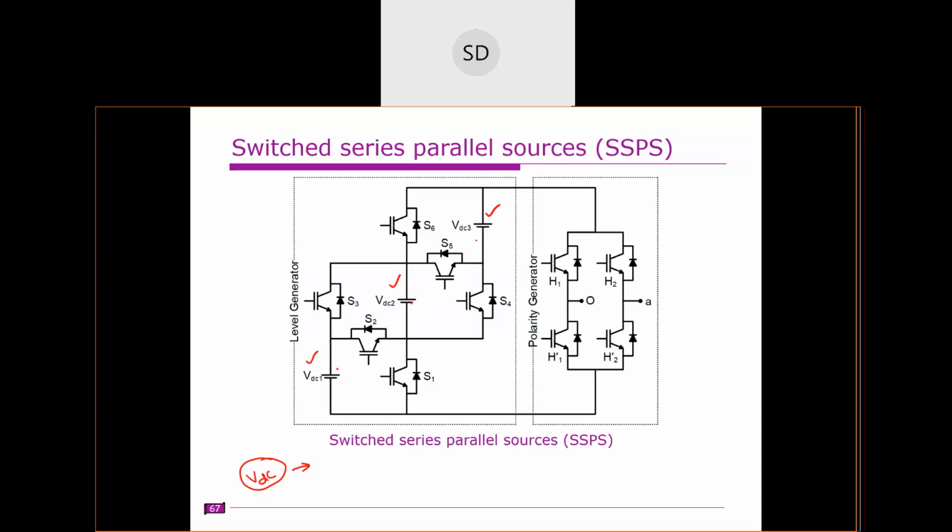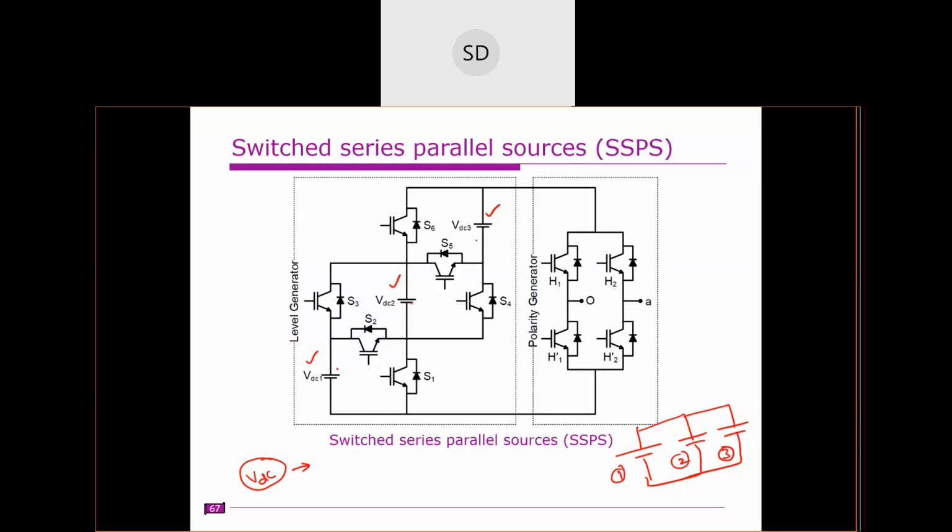So that means one is feeding, but we have the option so that these three DC sources we can connect in parallel, something like this. So this is 1, 2, and 3. If you want to connect these three DC sources in parallel, which switches do we need to turn on?